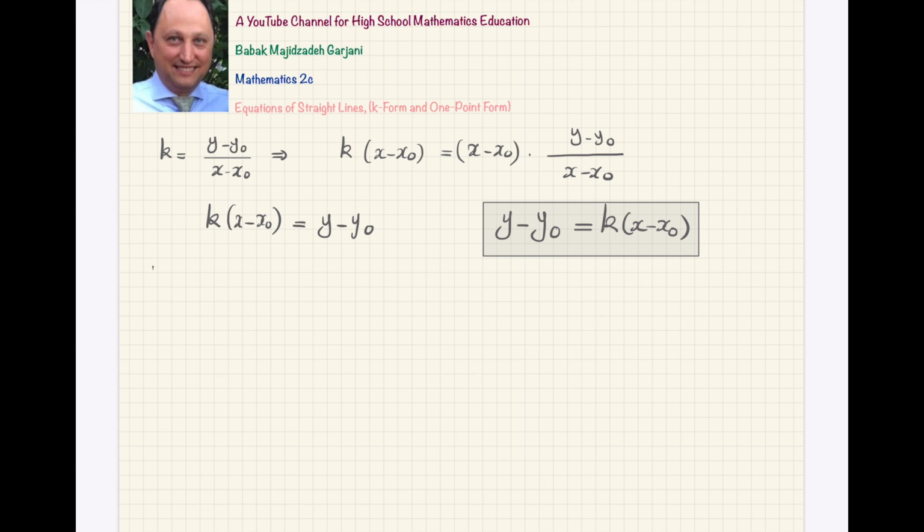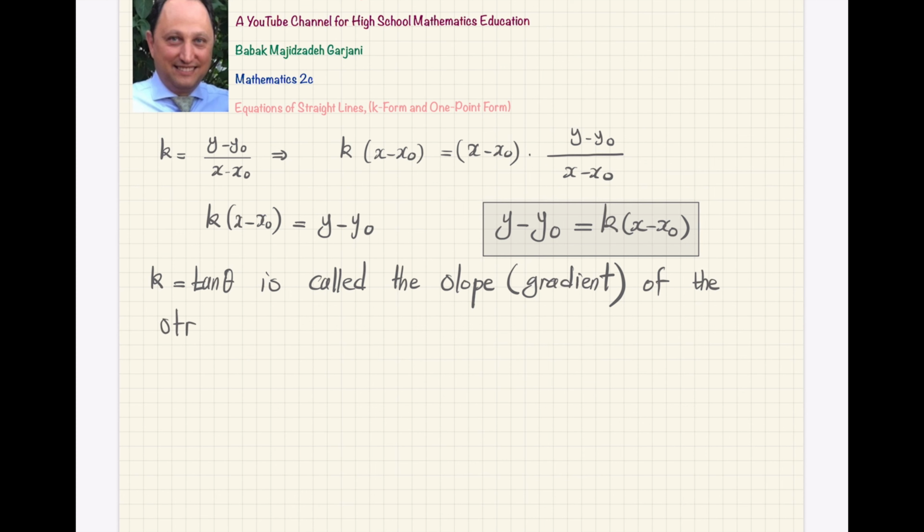So k equals tangent of theta is called the slope in American books, or gradient in British ones, of the straight line. The important question is, what do you call it? I call it a slope. I prefer American ones always. Yeah, America. So, of the straight line.